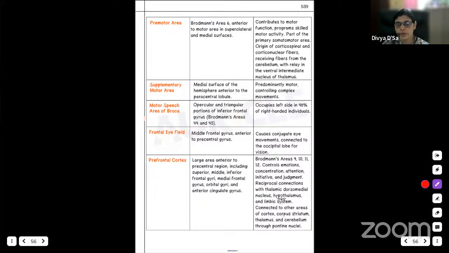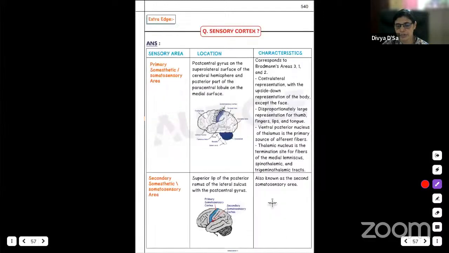It has reciprocal connections. This is basically the summary of whatever we studied. Reciprocal connections with the thalamic dorsomedial nucleus, hypothalamus, and the limbic system. And it is connected to other areas of the cortex, corpus striatum, thalamus, and cerebellum through pontine nuclei.